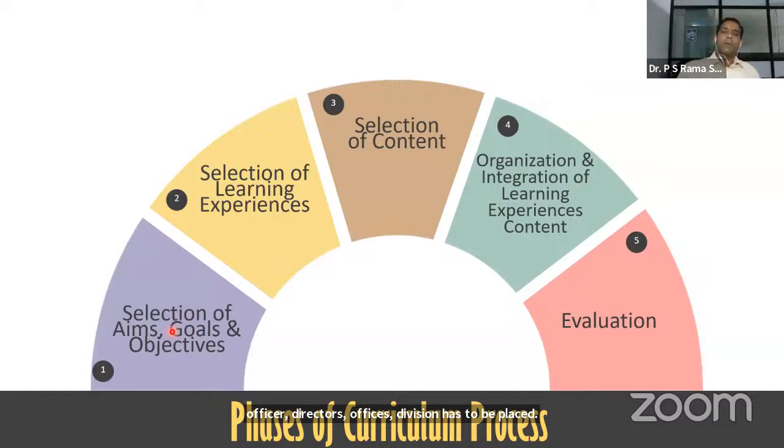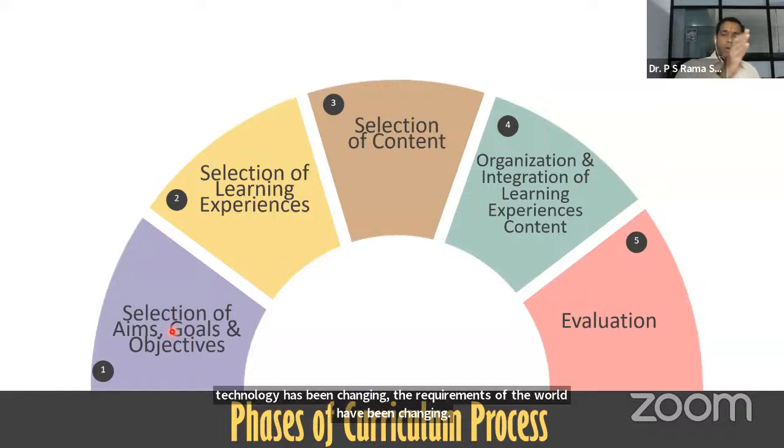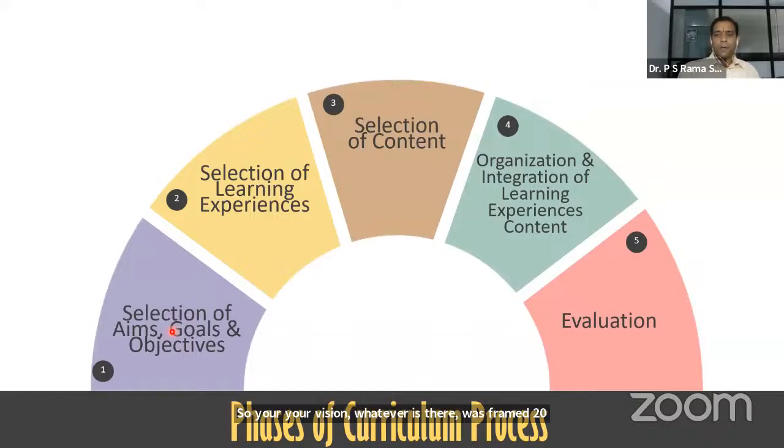Interestingly, the vision and mission of a university has to be relooked and reworked after a period of say 10 years, because technology has been changing and the requirements of the world have been changing. So whatever vision is there was framed 20 years back. It can't be the same vision now. So when the vision is changing, the curriculum should also change to meet that vision. The vision is for the students.